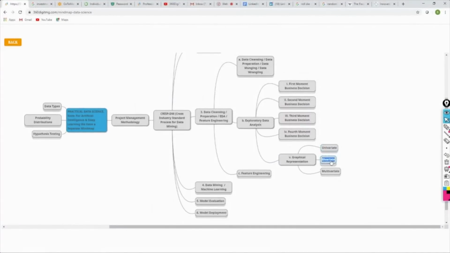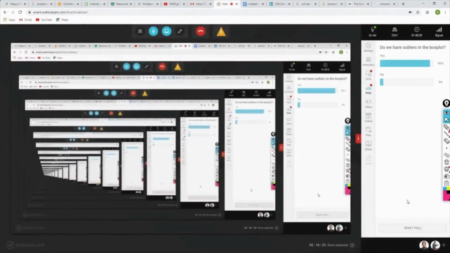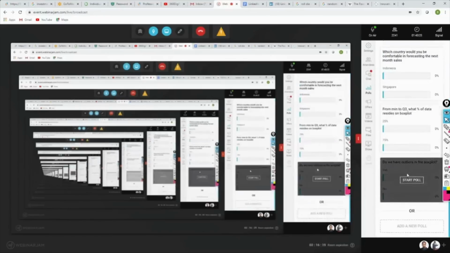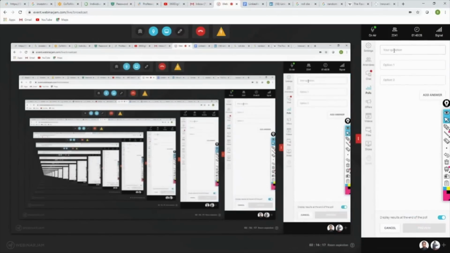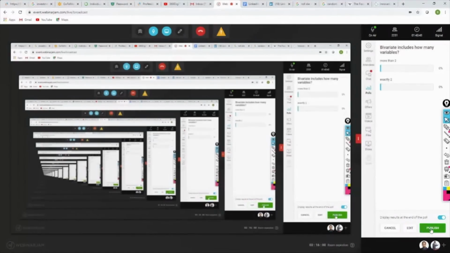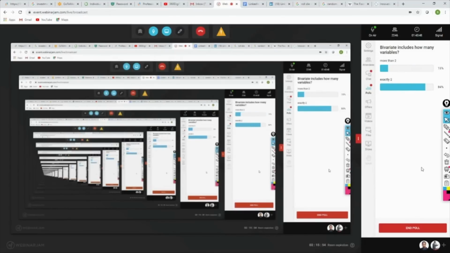But then we also have bivariate analysis. What do you mean by bivariate? I want answers from you on what we mean by bivariate. Question coming your way. I request you all to answer. Bivariate includes how many variables? More than two or exactly two? Let's see. Yep. Please, can you answer this? What do you mean by bivariate plot? Does bivariate mean exactly two or more than two?